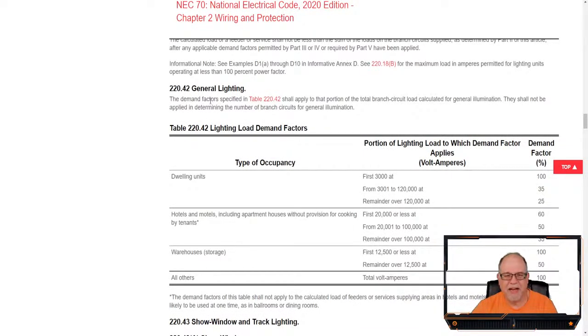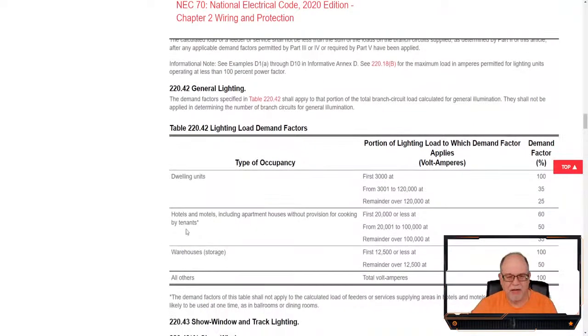220.42 says the demand factor specified in Table 220.42 shall apply to that portion of the total branch circuit load calculated for general illumination. They shall not be applied to determine the number of branch circuits for general illumination. So we're just going to be applying the demand factors for the general lighting. We know that also includes general use receptacles, because 220.12 said general lighting, but we know it also covers receptacle usage. That's just extra information. Right now, we're focusing on the illumination, okay?